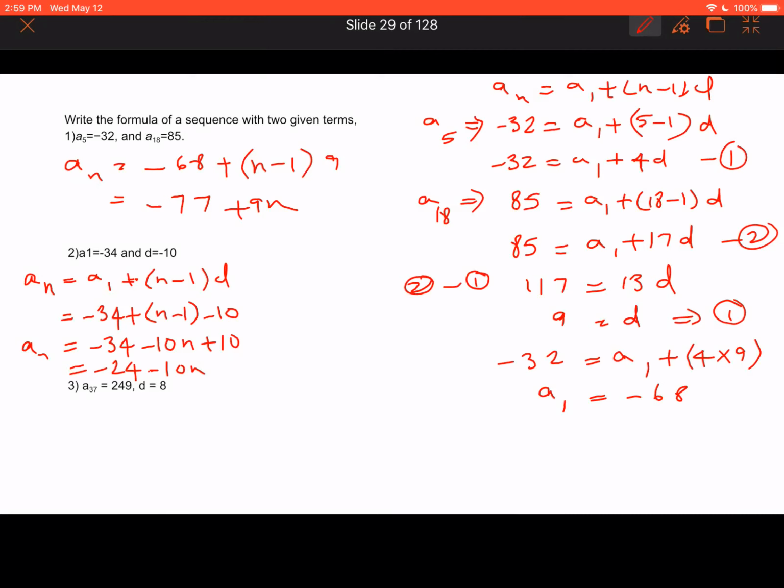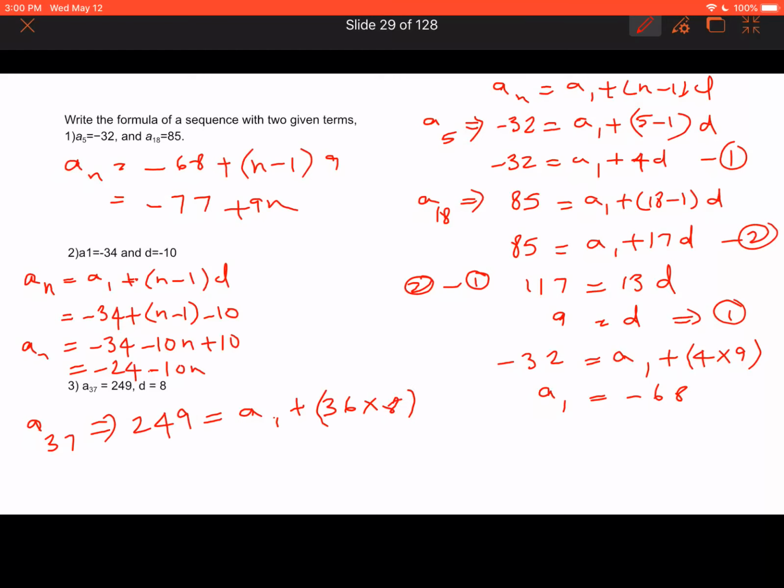Okay, so let's go to the third problem where we are given the value of a37, right? So when we write the equation for a37, we have given the value of a37, right? So it is 249, which is equal to, we don't know the value of a1, but we know the value of n, that is 37. So 37 minus 1 is 36 into 8.